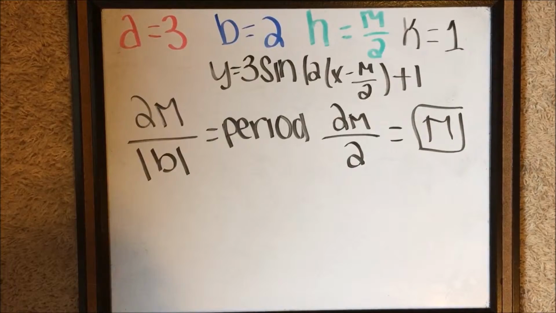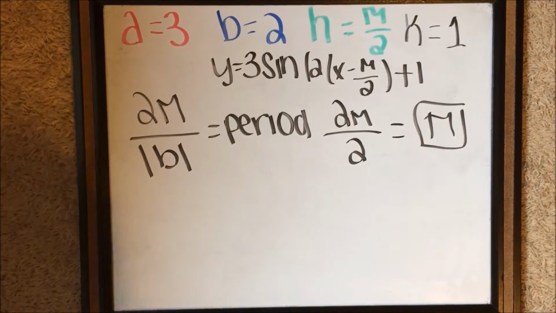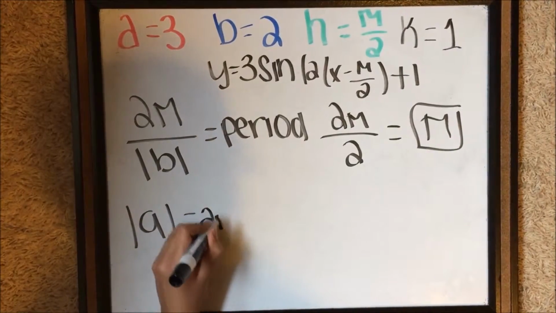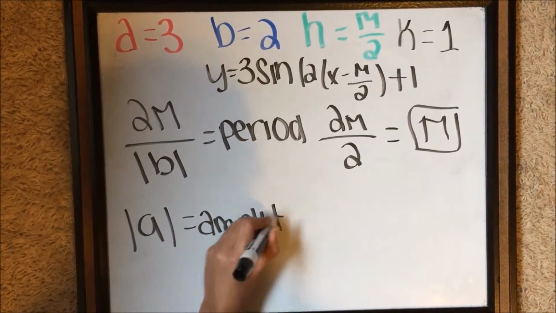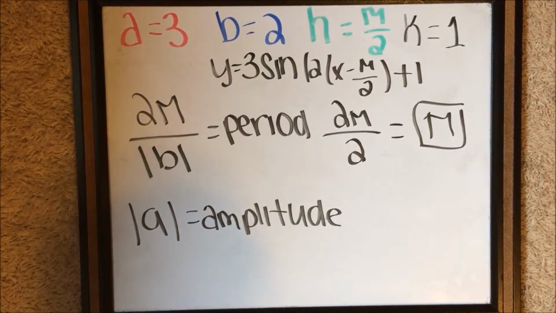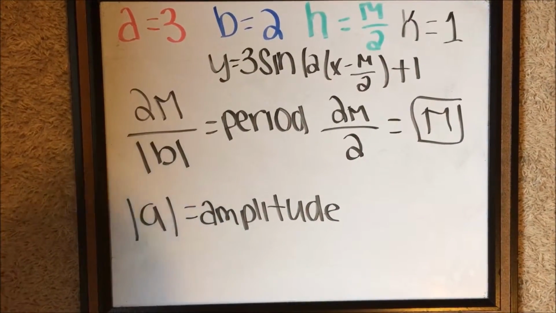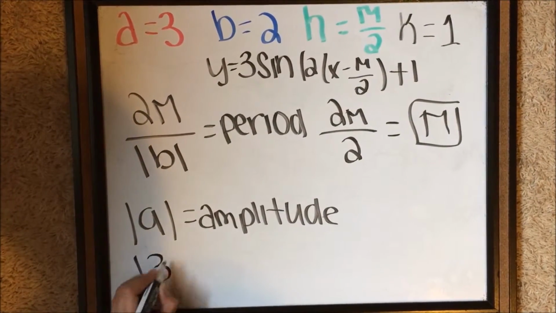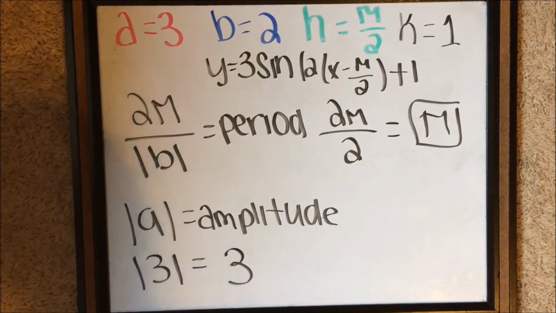Next, to find the amplitude, that's just the absolute value of a. And the amplitude is the distance from the sinusoidal axis to the top or the bottom. That's the highest value. And in this case, that's the absolute value of 3, which is just 3, and that's our amplitude.